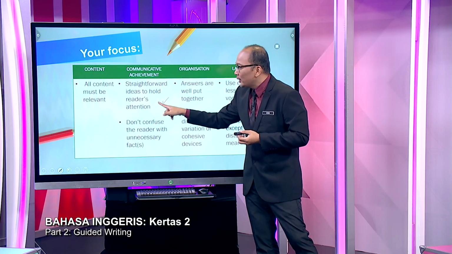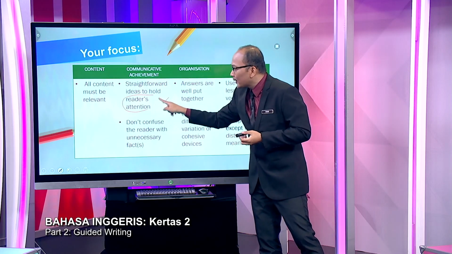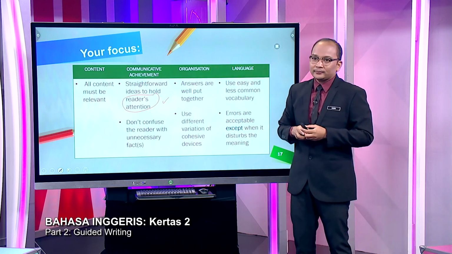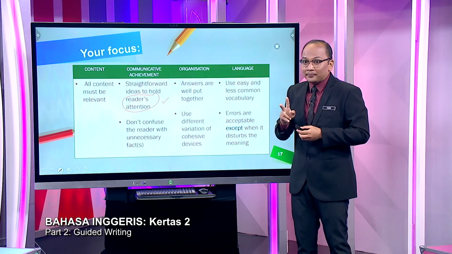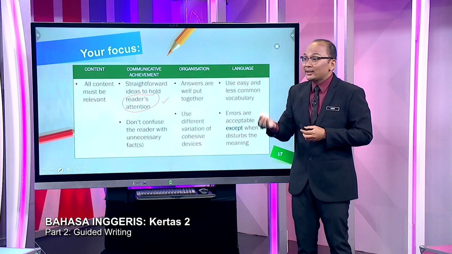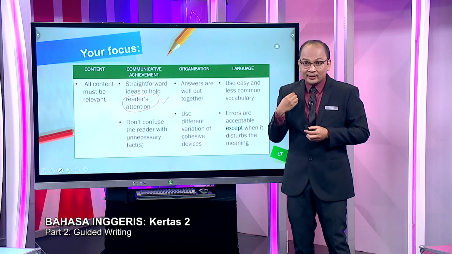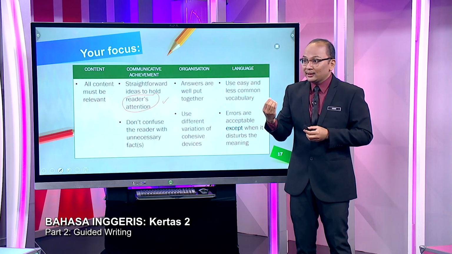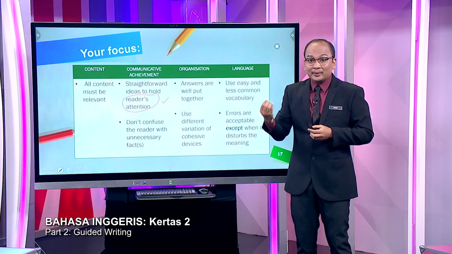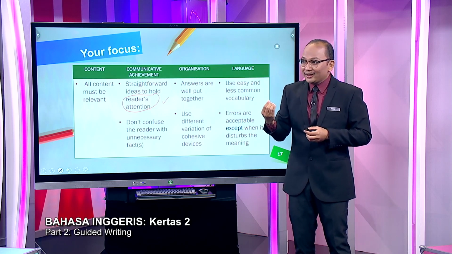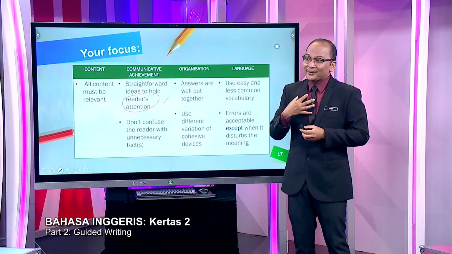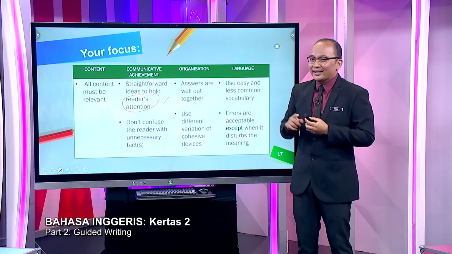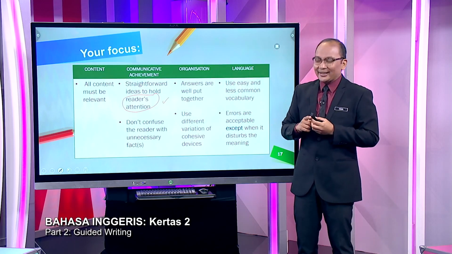Now, we need to hold the reader's attention. So for Part 2, you need to be able to attract the reader's attention. Who is the reader? It's going to be the markers. The marker will be a person, right? Yes. A person is so much affected by emotion. So you need to write well in order to impress our marker a little bit. So please make sure you try to hold the marker's attention.